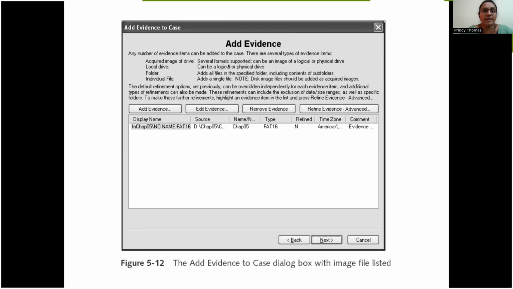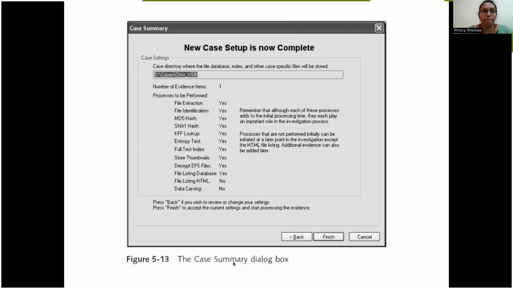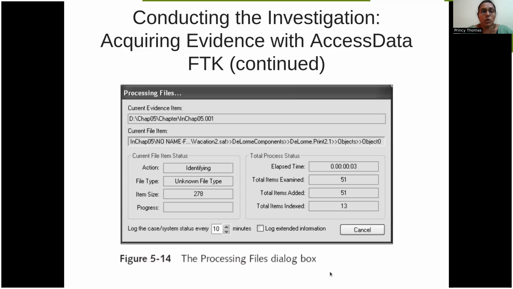Now, if you want to add evidence, that provision is available over here. If you want to remove evidence, edit evidence, refine evidence, etc., everything will be there, and logs also will be created accordingly. Okay. A case summary can be built. So in the case of Chris's USB, what kind of information was there? All that can be stored. Okay. The processing files dialog box.